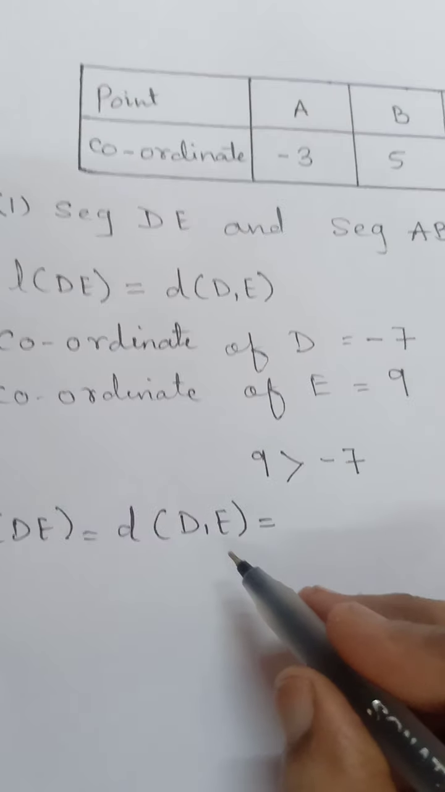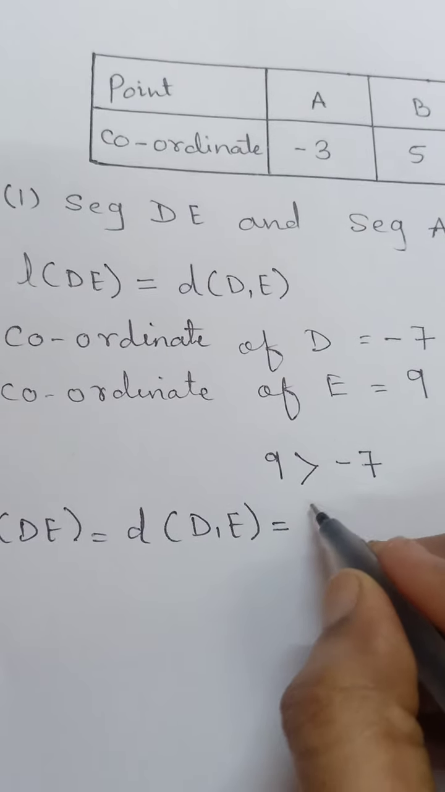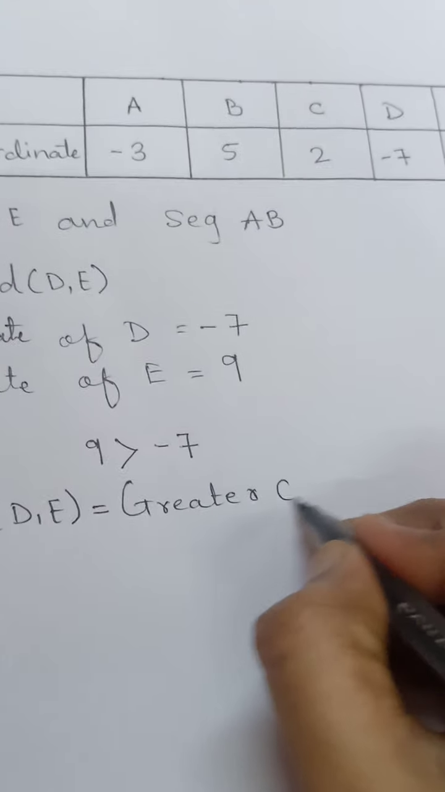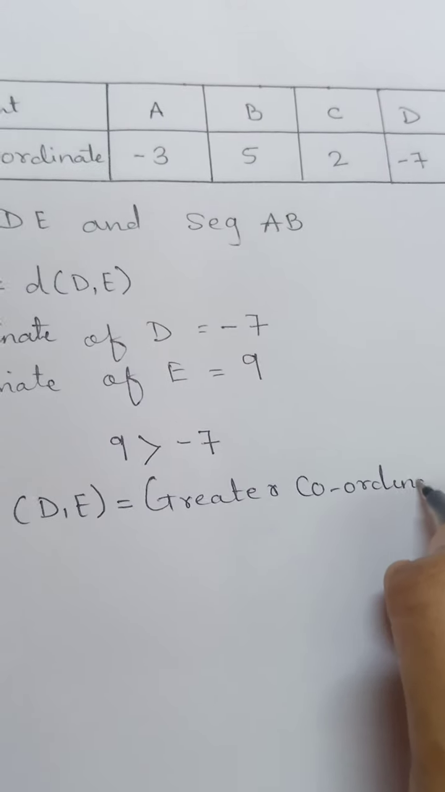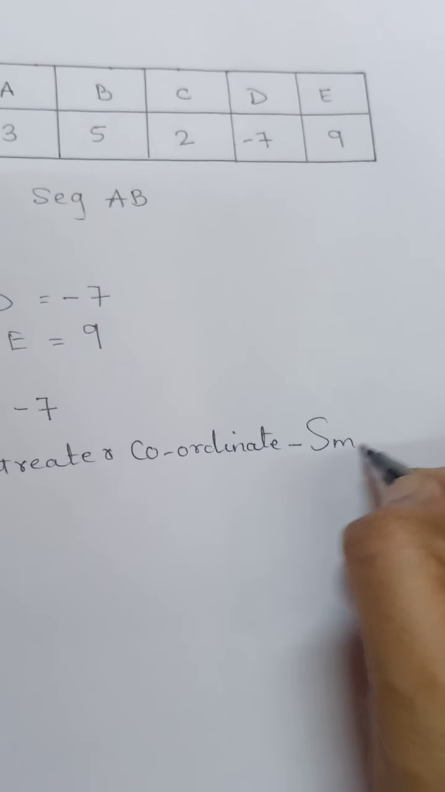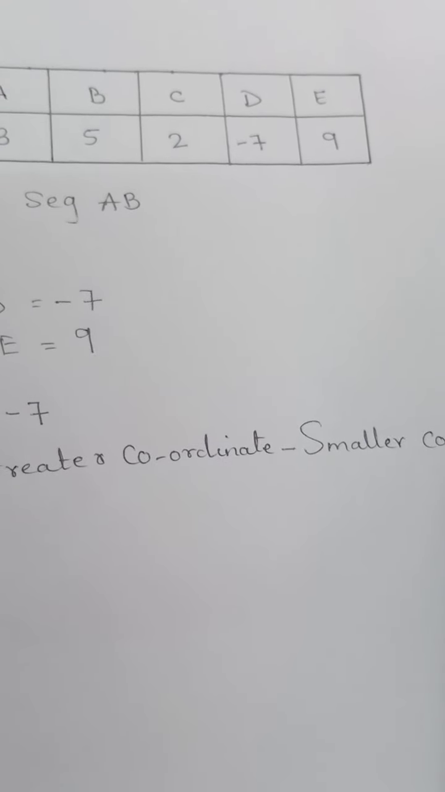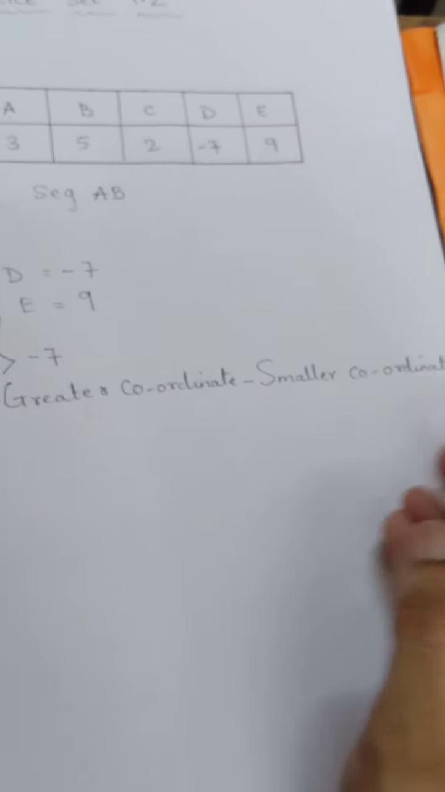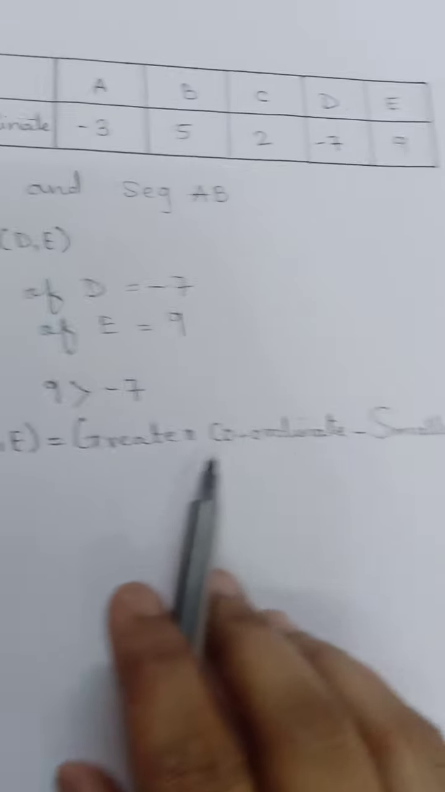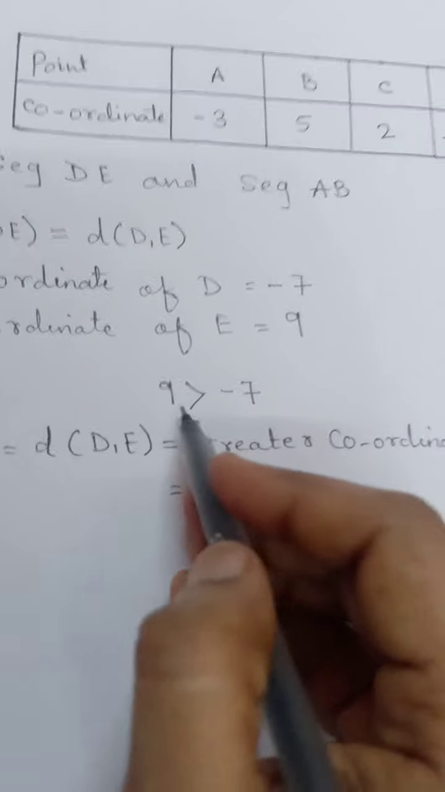now we'll write the formula for finding the distance, which we already did in the 1.1 exercise. So here the formula is: greater coordinate minus smaller coordinate. So here we have written the formula that greater coordinate minus smaller coordinate is the formula for finding the distance between any 2 points. Now we have to say which is the greater coordinate among these two.